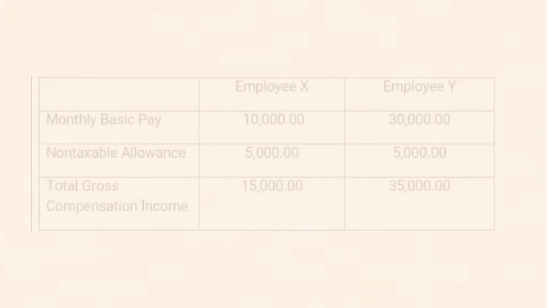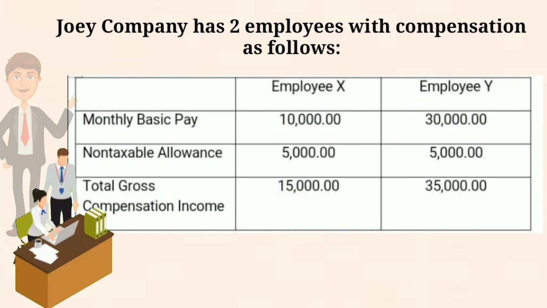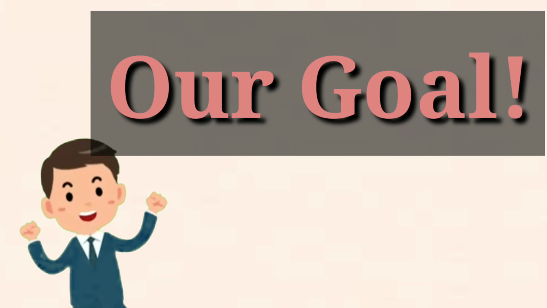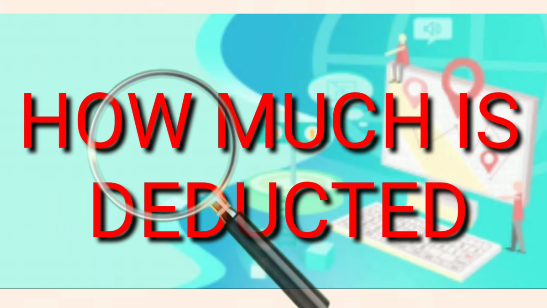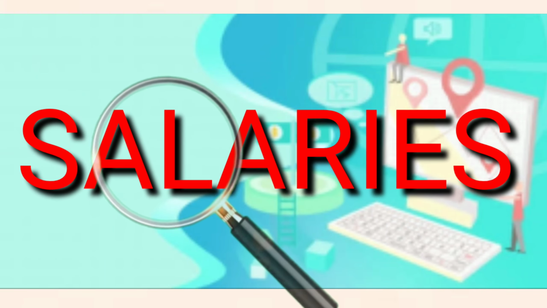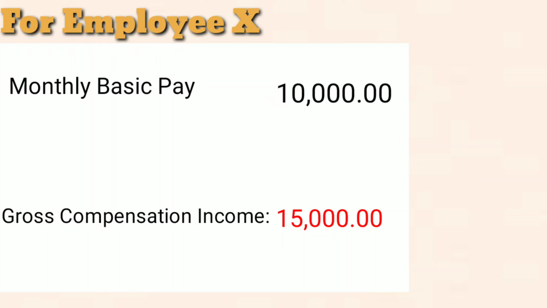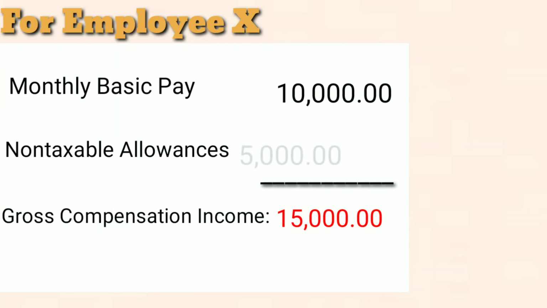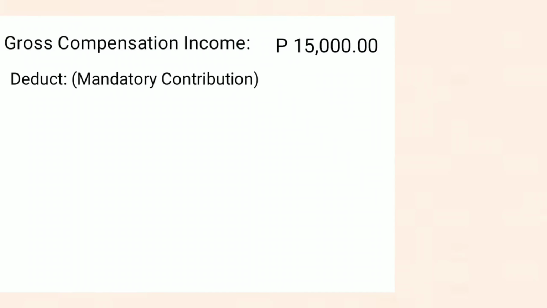Let us start with this problem. Joey Company has 2 employees with compensation as follows. Our goal here is to identify the net pay of the employees and how much tax is deducted from their salaries. For employee X, the gross compensation income is 15,000 pesos after adding the monthly basic pay of 10,000 and non-taxable allowances of 5,000. Next is deduct the mandatory contributions.